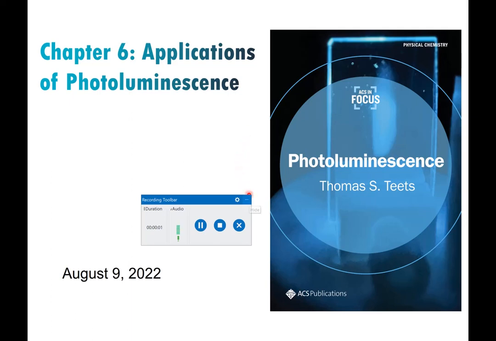All right, we're going to start chapter 6 of this workshop, the last session. And this chapter is about applications of photoluminescence. We've probably touched on these from time to time, and those of you that are in my group hear about a lot of these or even work on things directly related to these.